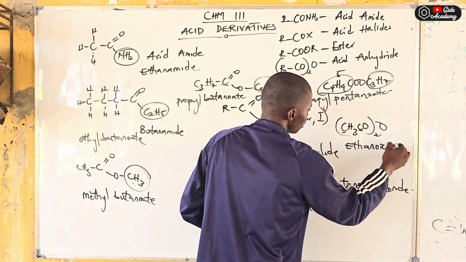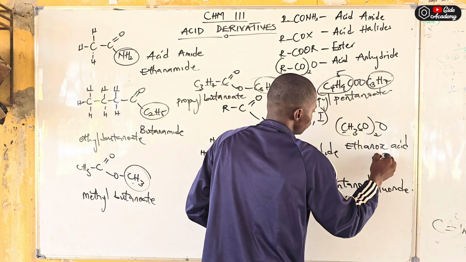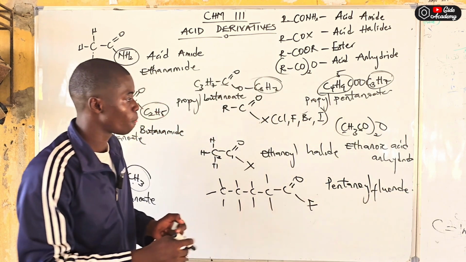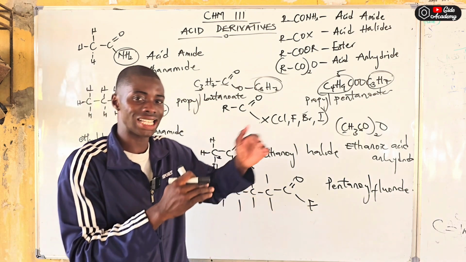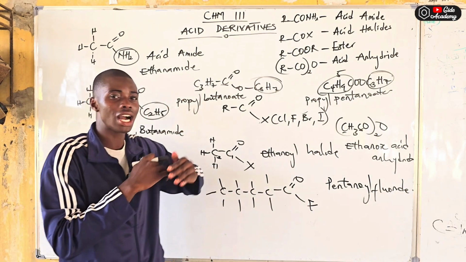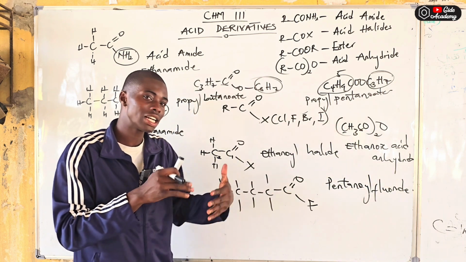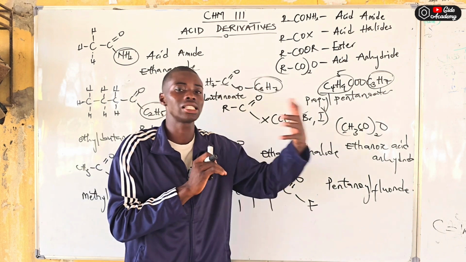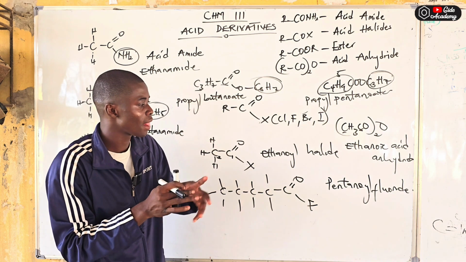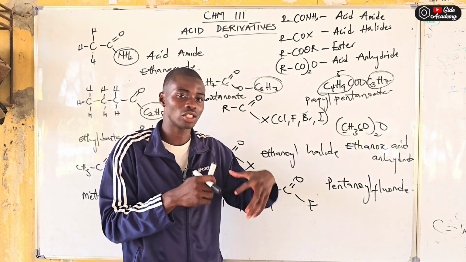Ethanoic acid anhydride. So if it is 4 carbon atoms, it will be butanoic acid anhydride. 6 carbon atoms will be hexanoic acid anhydride. 10 carbon atoms will be decanoic acid what? Anhydride. The reason why you are using anhydride is because water has been removed from that particular acid.